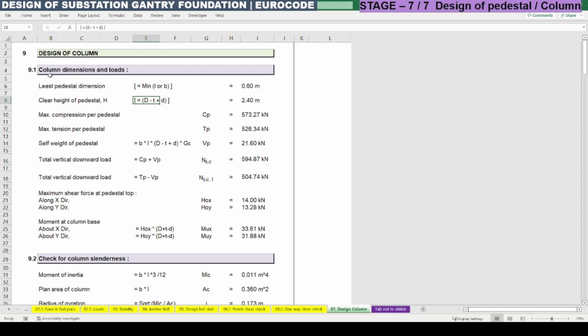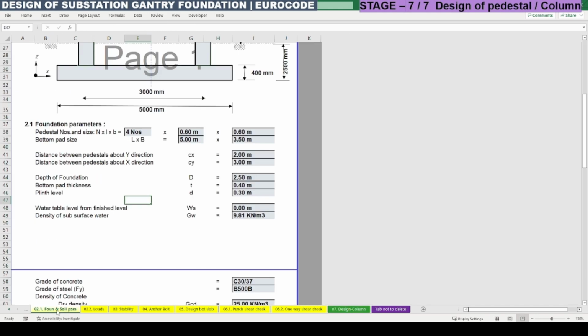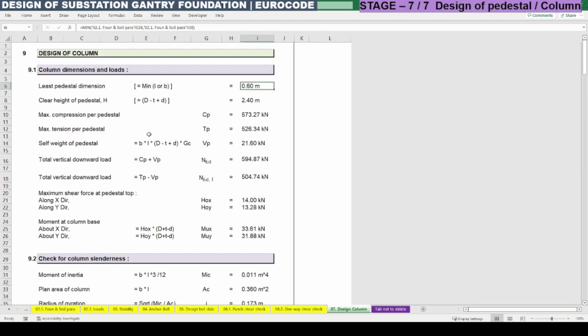So first thing is we need the input like column dimension and loads. For the column dimension, we already assumed the column size as 600 mm in the previous video. That foundation and soil parameter, in stage 2, we have fixed these sizes. We can say that we have assumed these sizes. So least lateral dimension is 600 mm, that is in plan view of the column, and the clear height of pedestal or column is capital D minus small t plus small d.